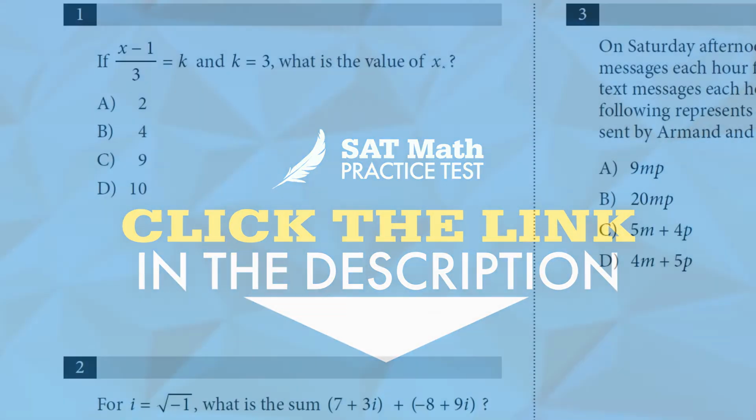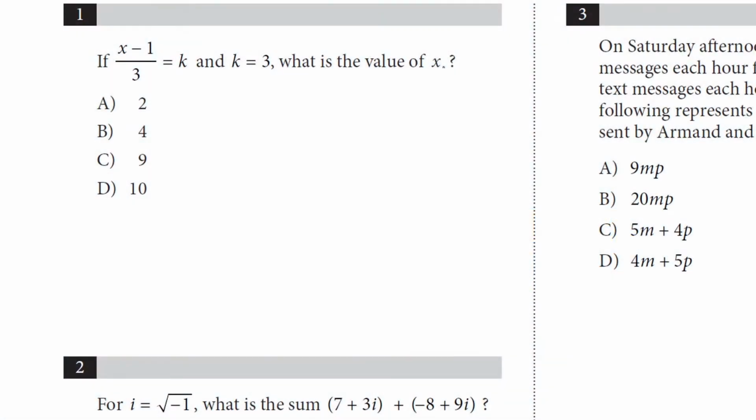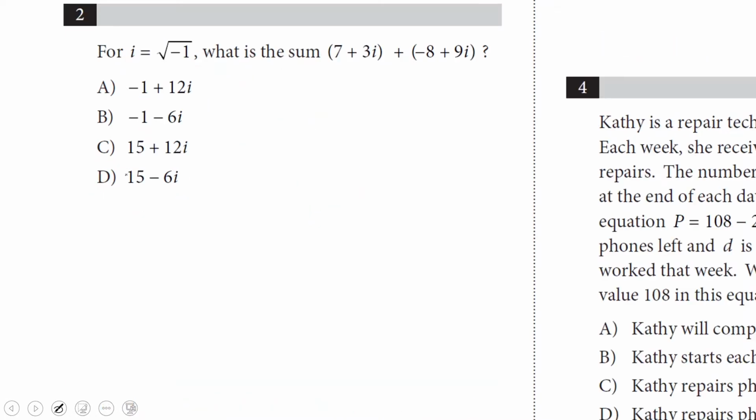So let's do this. Alright, first one. If (x minus 1) over 3 is equal to k, and k is equal to 3, what's the value of x? Okay, good. So (x minus 1) over 3, plug it in immediately. x minus 1 is equal to 9, x is equal to 10. The answer is D. Next, here we just need to simplify it.